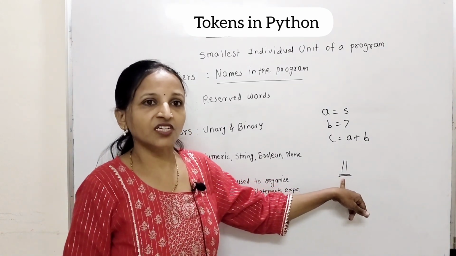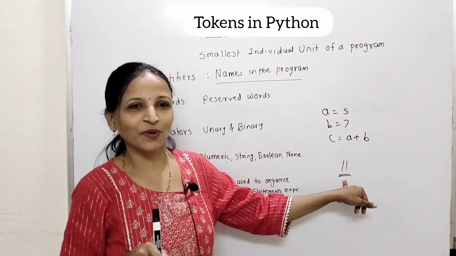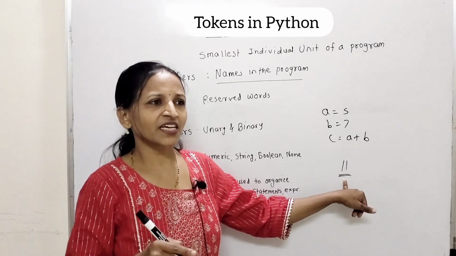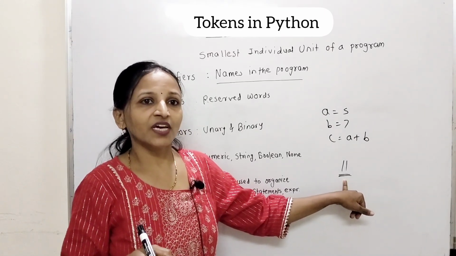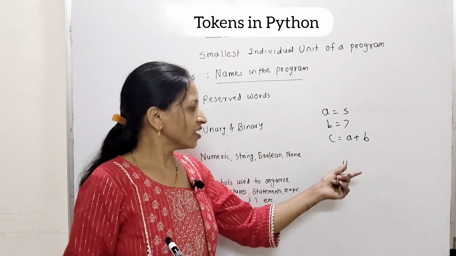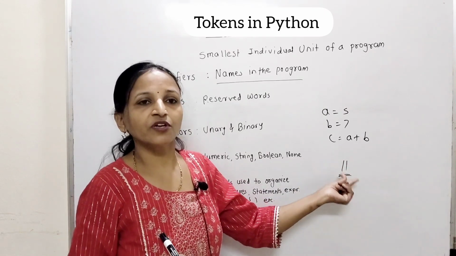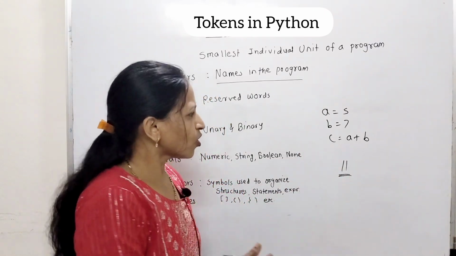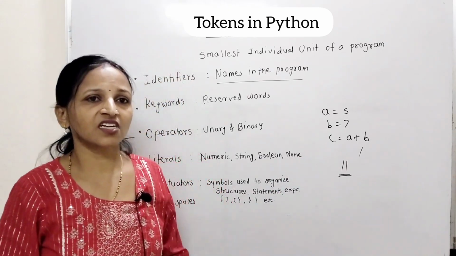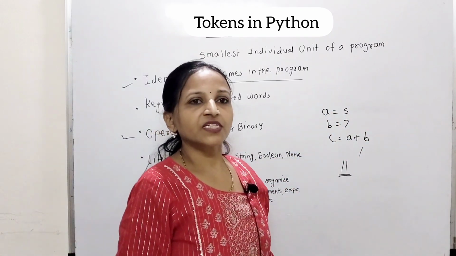We use this symbol in C, C++, and Java for comments, but in Python it is an operator for integral division. You can say it is a floor division, meaning only the integer part will be taken in Python. That is the integer division operator, the floor division operator. The normal division operator is still present, and for normal division you get the result as a floating point value.